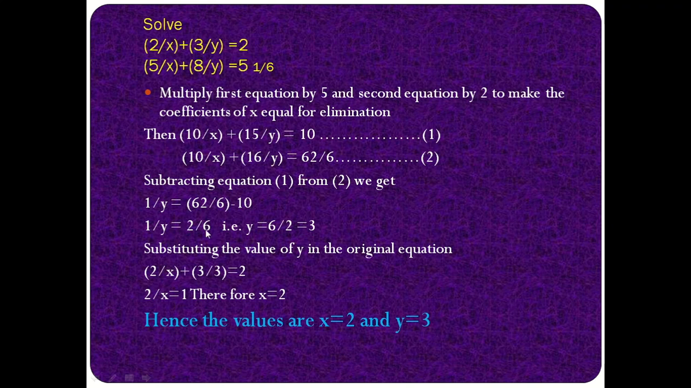But 1 by y is equal to 2 by 6, cross multiply, 2y is equal to 6. Therefore y is equal to 6 by 2. Y is equal to 3.